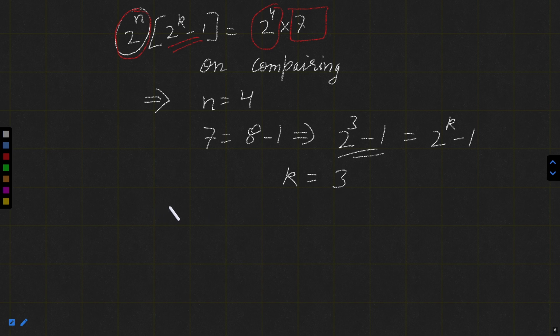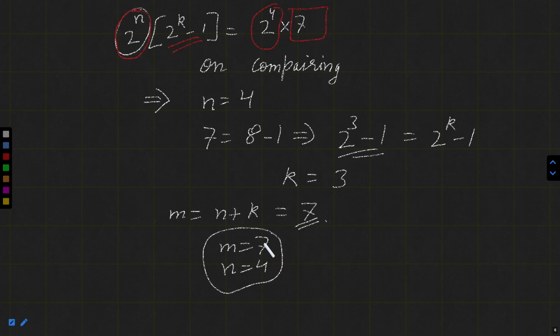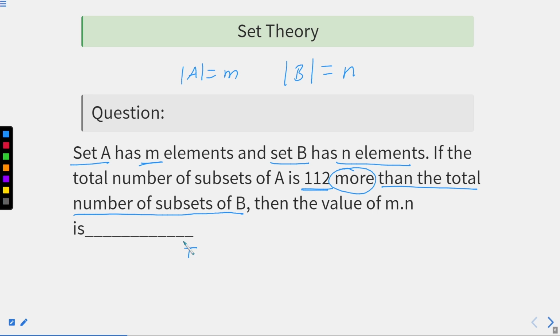Simple. Now k is 3, n is 4 and we already know m is equal to n plus k, which is equal to 7. So m is equal to 7. Easy. So we know the m value is 7 and the n value, what is the n value? It is 4. Easy. Now the question asked for the value of m into n. So m is 7, n is 4. The answer is 28.